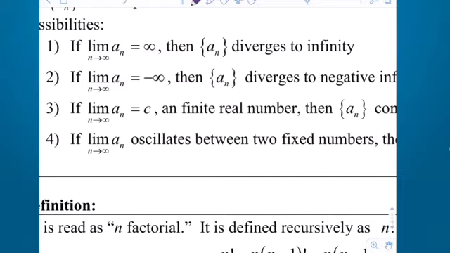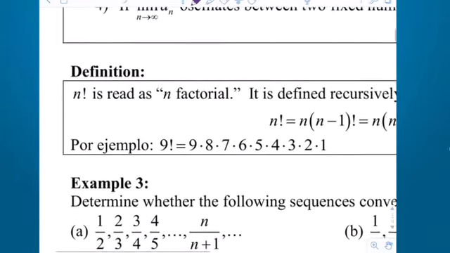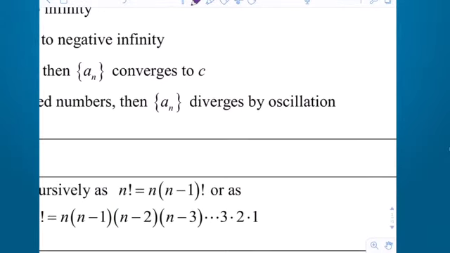If your sequence gets infinitely small and negative infinity, then we say it diverges to negative infinity. In the case that we just saw, if the limit equals a finite number c, then we say that the sequence converges to c. And then the one that I mentioned to start the class, you could actually have something oscillate between 2 fixed values, in which case we say it diverges by oscillation. So there's more ways it can diverge than converge.